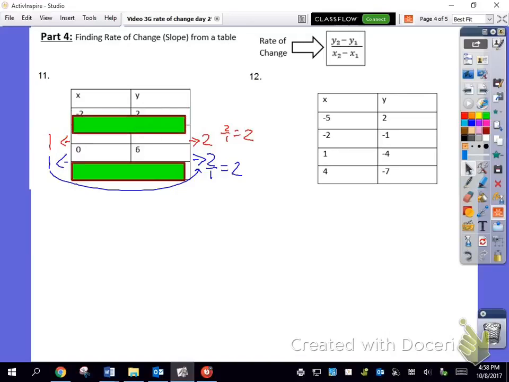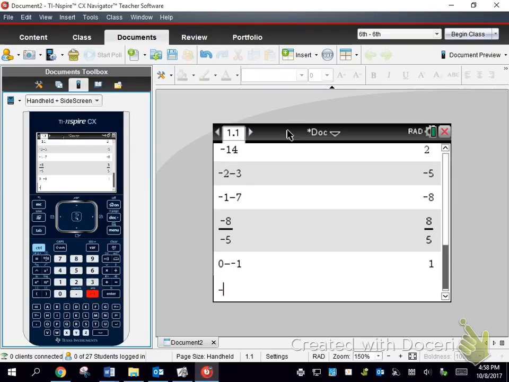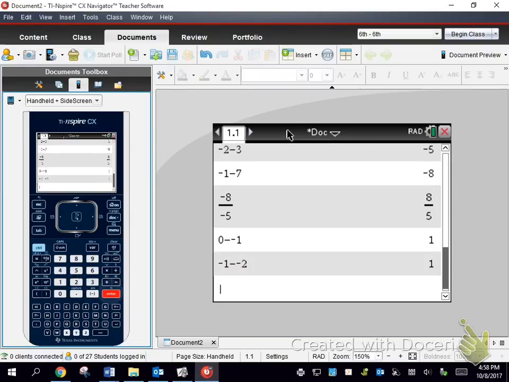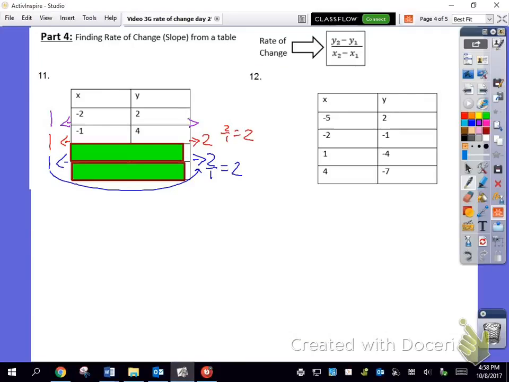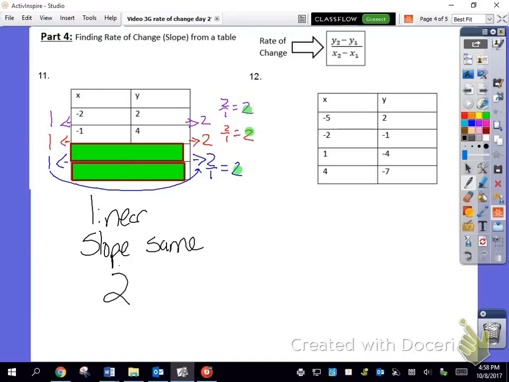Well, now I'm going to bring this one down, and I'm going to look at the top 2. So negative 1 minus negative 2, and you get positive 1. 4 minus 2 is 2. Swing it over. 2 over 1 equals 2. Notice every single one of them has the same slope. That's why it's linear. Linear means that all the slopes are the same. If you get a table and the slopes are different, it is not linear. But this one, the rate of change is positive 2.